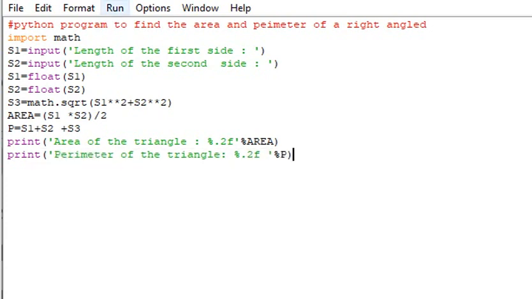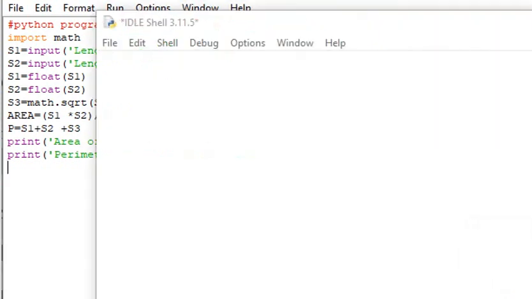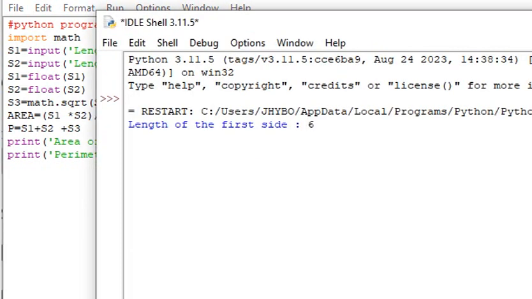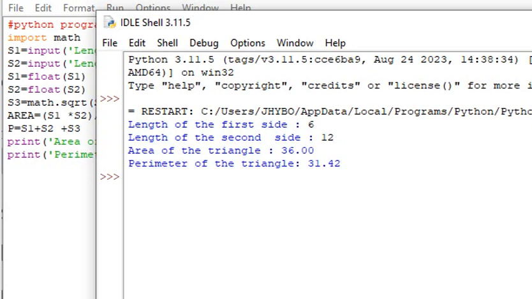So let me run it to get the outputs. So that's a simple program to find the area and the perimeter of a right angle triangle. Thanks.